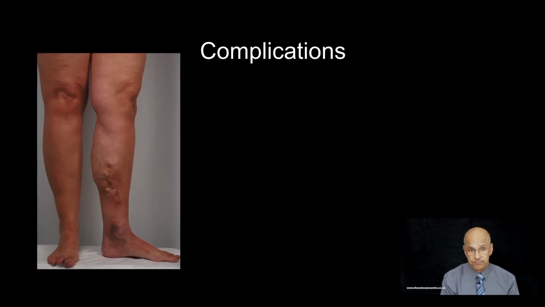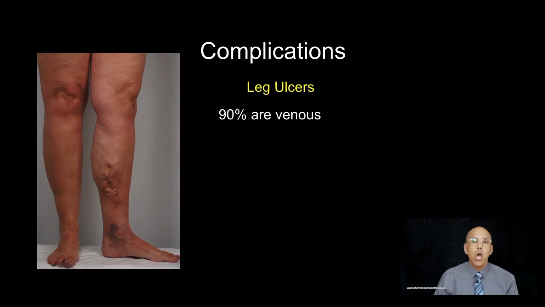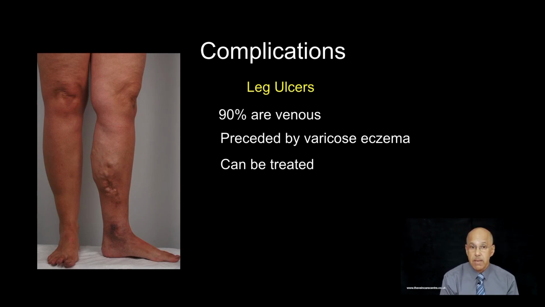Leg ulceration. This is a feared complication of venous disease. Approximately 90% of leg ulcers are due to an abnormality of the veins, and the majority of these are due to superficial venous reflux, which can be cured. Most leg ulcers will develop in an area of varicose eczema, and so not only are the majority of leg ulcers treatable and often curable, the majority can be avoided in the first place.